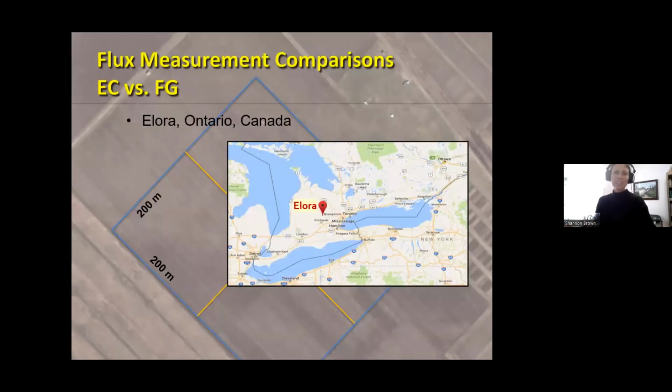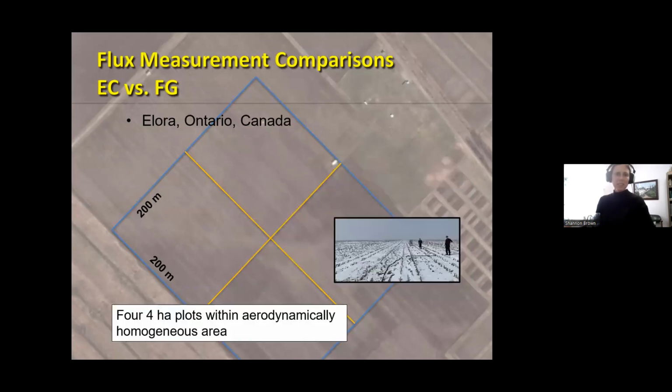So this again is another study out of Elora. This is where it's located in southwestern Ontario. The study area is a 30 hectare site that has four hectare plots within that aerodynamically homogeneous area.